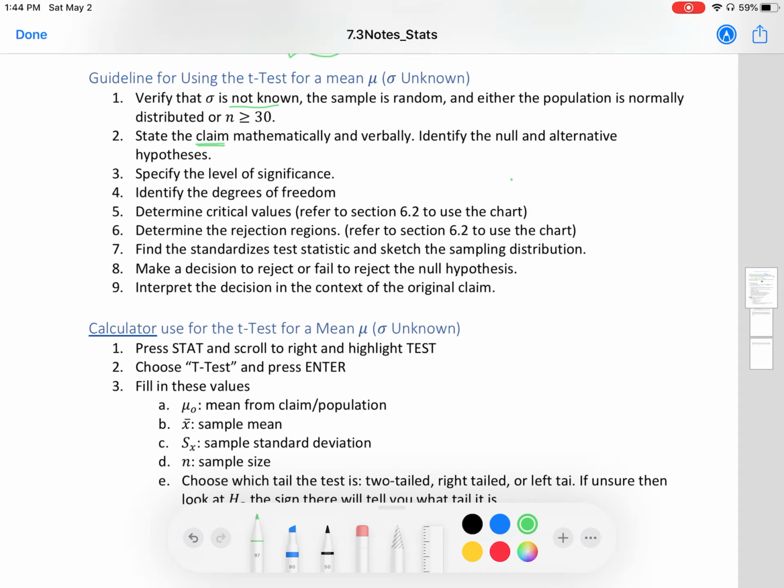Recall from section 7.2, and we also wrote in the beginning, this is how we are able to come up with an answer. We compare our proportion P to our alpha, and that will let us know whether we reject or fail to reject our null hypothesis. Not your claim, your null hypothesis. All right, let's do an example.